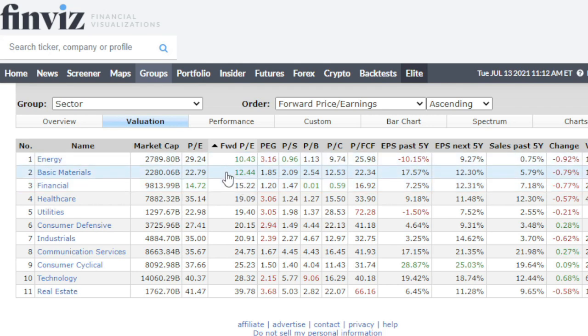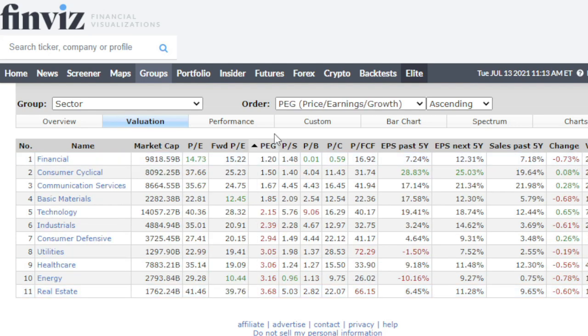Now I'm trying to figure out which one, just by eyeballing this, has the biggest gap. Here you've got healthcare, 35 to 19. That's a spread of 16. Utilities has a spread of 3. 7 for consumer defensive. 15 for industrials, so that could be interesting. Communication services 13. Cyclical, you go from 37 to 25, that's a spread of 12. Technology also at 12, and then real estate at 2.